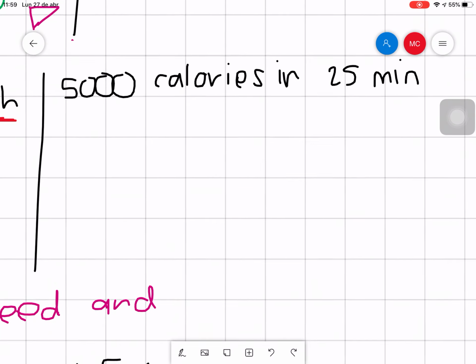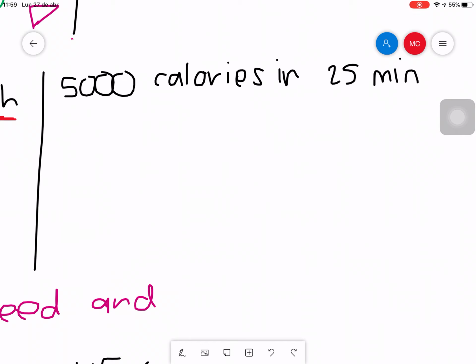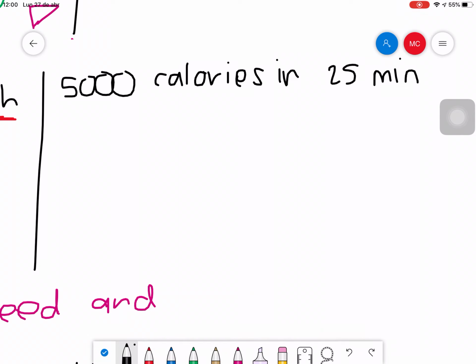Let's suppose that I went to the gym and I tell you I burned 5,000 calories in 25 minutes. Okay, let's suppose that I was really strong and I actually did that. So I tell you, I burned 5,000 calories in 25 minutes. What you're gonna try to do is find how many calories I burned in 1 minute, right?